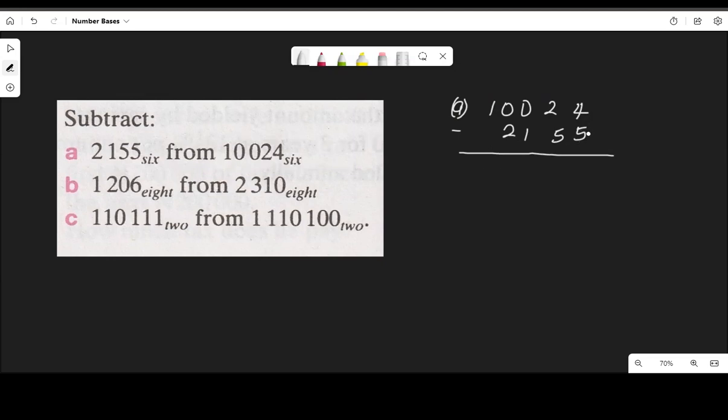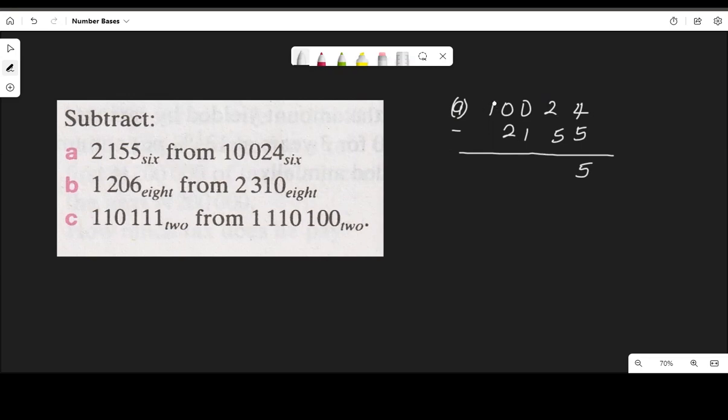4 minus 5, that's not possible. I will borrow 1 from here. And since the operation is in base 6, whatever I borrow from here is actually a bundle of 6. And 6 plus 4 is 10. 10 minus 5 is 5. Remember, I borrow 1 from here, so I have only 1 left here. 1 minus 5, that is not possible.